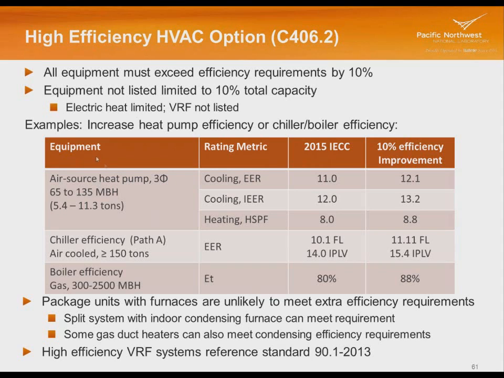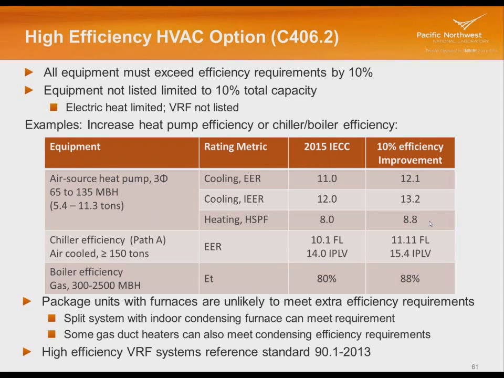So let's look at how you deal with this. So depending upon the equipment you've got, let's say I had air source heat pumps. I would have multiple metrics to meet. Again, I have to meet both cooling metrics, EER and IEER, and I need to meet the HSPF for the heat pump, or the COP for a larger heat pump. So I pull out for, again, this 5 to 11 ton unit. My code table says 11, 12, and 8. I would basically multiply those by 1.1 or add a 10% efficiency improvement. So I've got to meet 12.1 or better, 13.2 or better on IEER, and 8.8 or better on HSPF. So again, the higher the number here, the better you are.